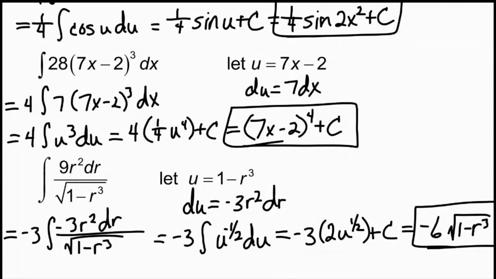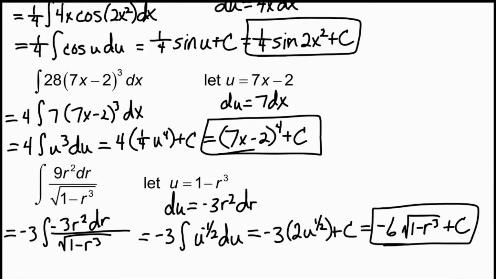Now, one thing I didn't mention before is that you can always verify your answers on these indefinite integrals, right? We could always take the derivative of this, and we should see that the derivative is 28 times 7x minus 2 cubed. And if you worked that out, you would see that that was the case. All right, next one, same kind of thing.